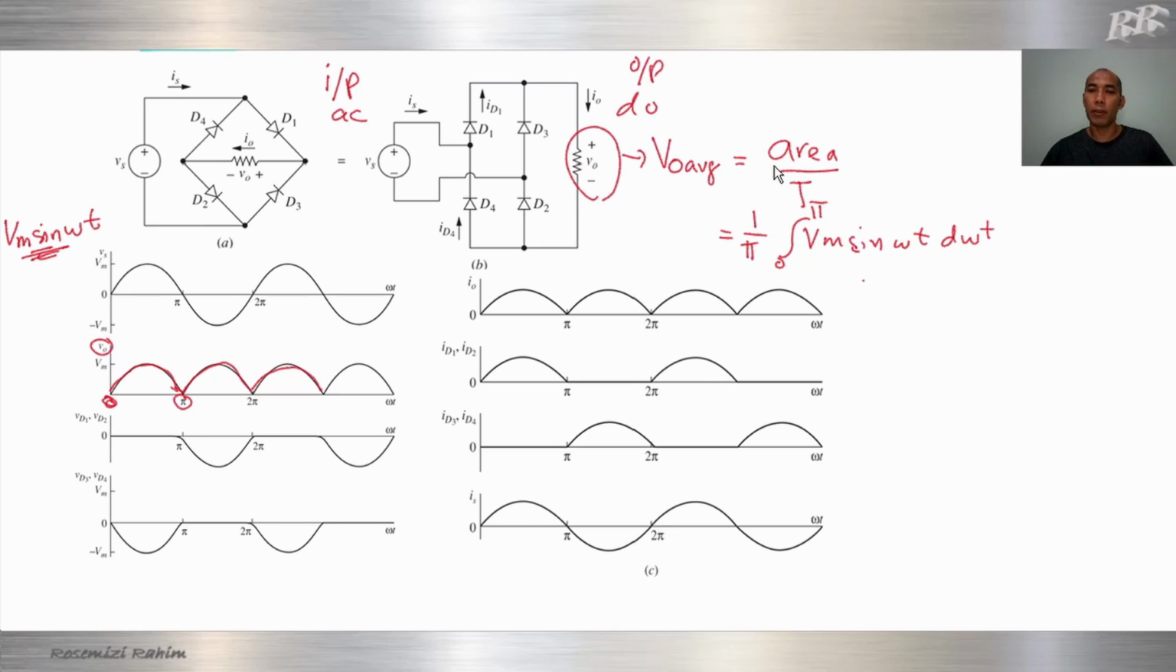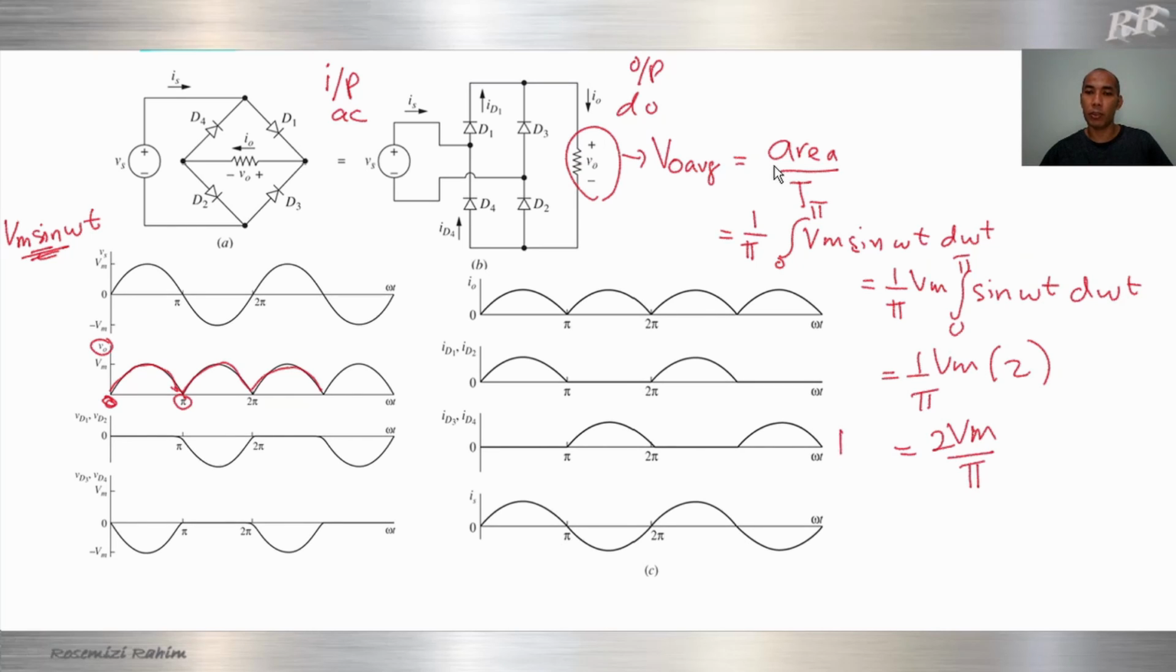So what we have is 1 over pi Vm integral from 0 to pi of sine omega t d omega t. Okay, 1 over pi Vm, this integral will become 2. So we will have 2 Vm over pi. This is our average voltage derivation.